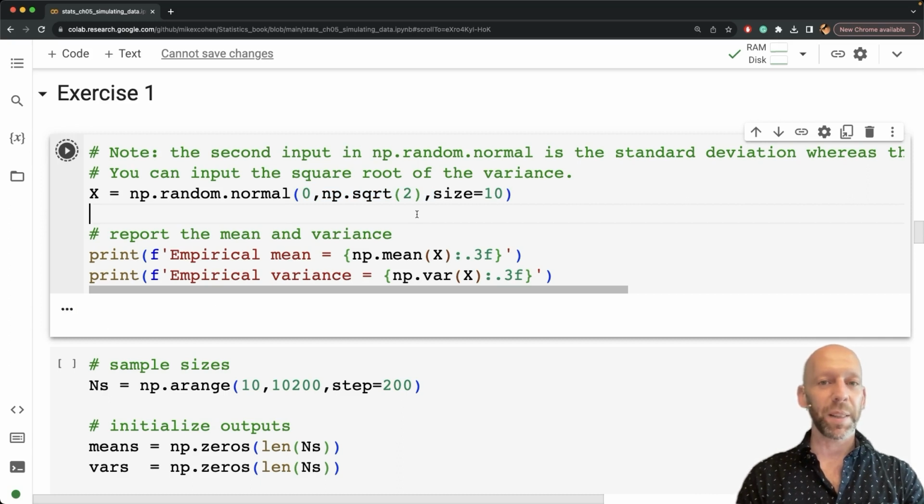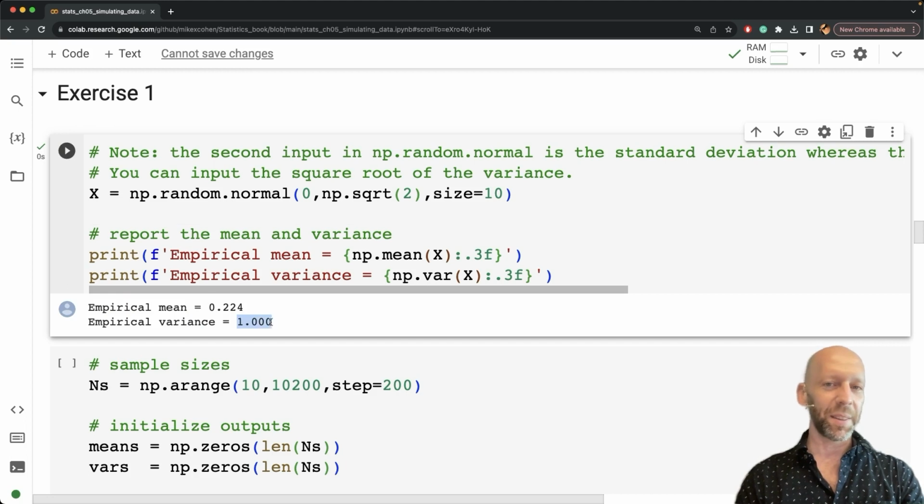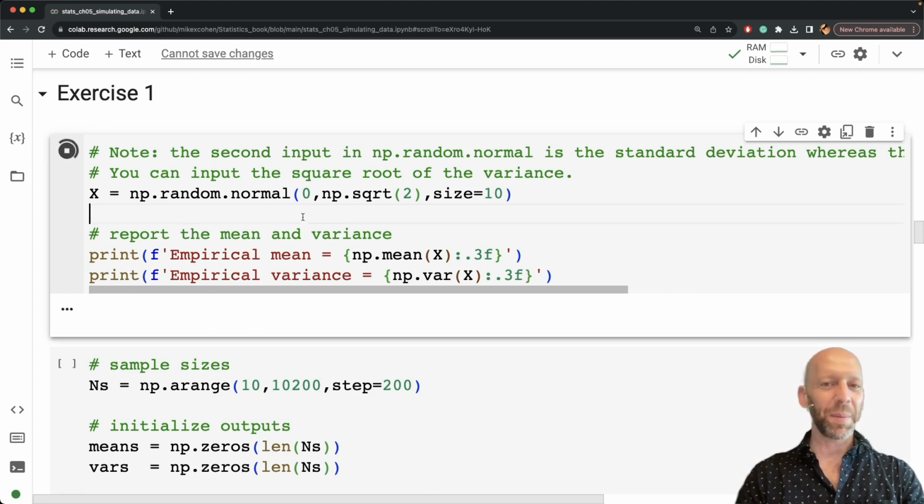So we can try running this over and over and over again. You see, it should be generally close to 0 and 2. Sometimes it's closer and sometimes it's further away. Okay, here it was pretty close, at least for the variance.